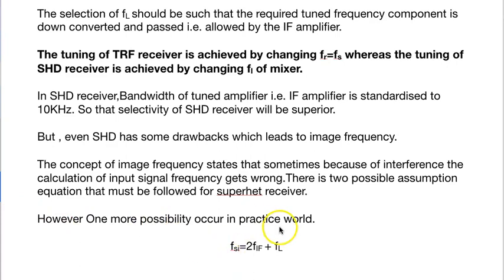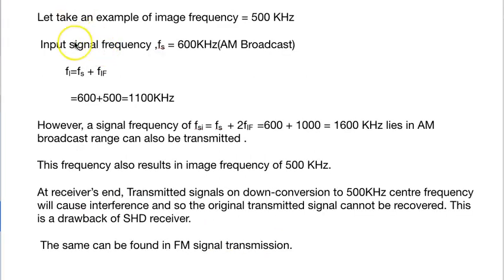However, one possibility that occurs in the practical world is that f of Si equals 2f IF plus FL. Even a signal having this sum of frequency can be passed through the oscillator and present at the IF and even at the image frequency amplifier. Now, if you take this example, you will clearly know exactly how this image frequency process is happening.